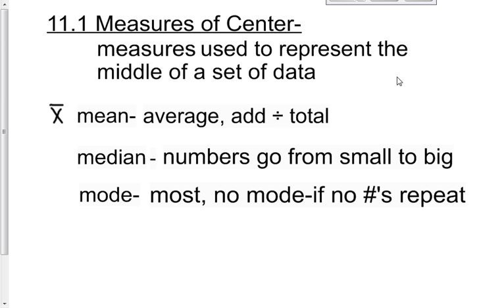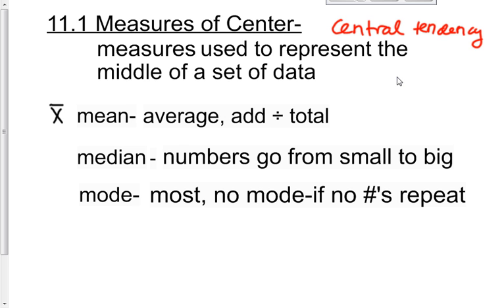First thing we need to talk about is something called measure of center. Measures of center are also called measures of central tendency. So if you hear me say that phrase, measures of central tendency, those are the three values that are used to talk about the middle of a set of data. And those three things are the mean, median, and mode. So these three things are called the measures of center.